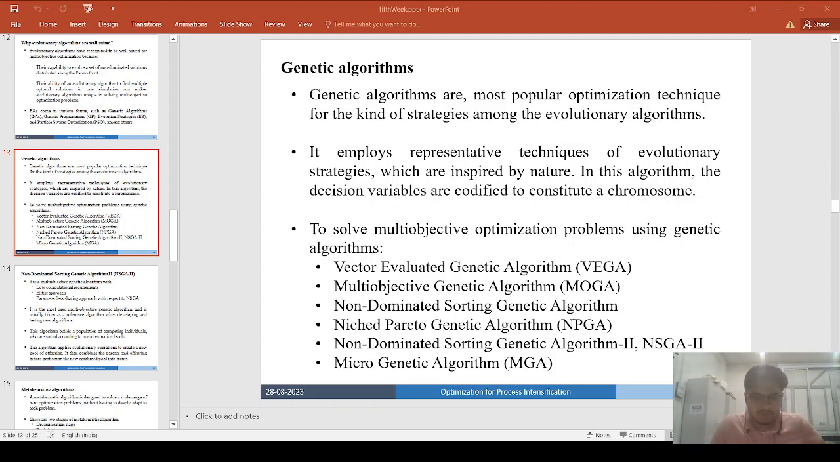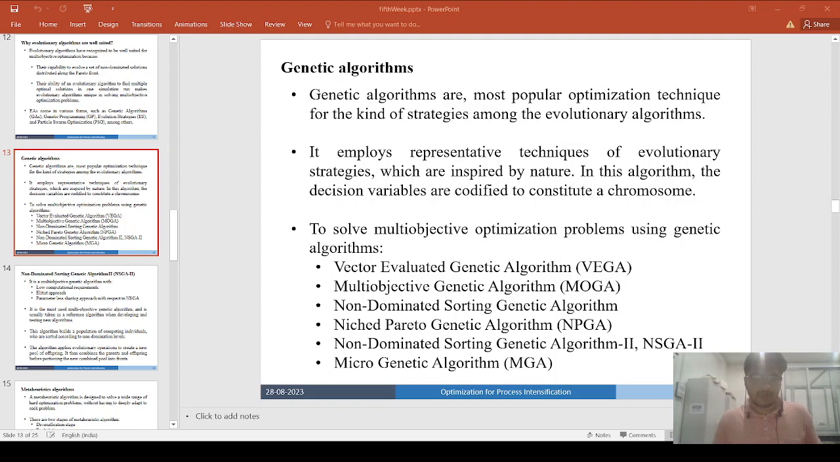So we were at genetic algorithms. Genetic algorithms are the most popular optimization technique among the evolutionary algorithms. They employ representative techniques of evolutionary strategies, which are inspired by nature. In this algorithm, the decision variables are codified to constitute a chromosome.